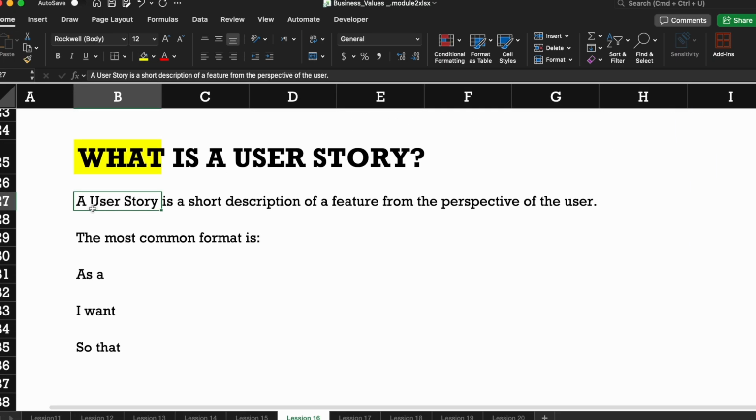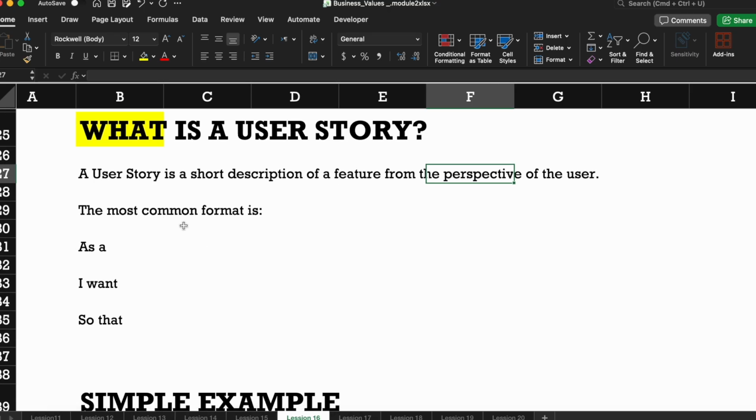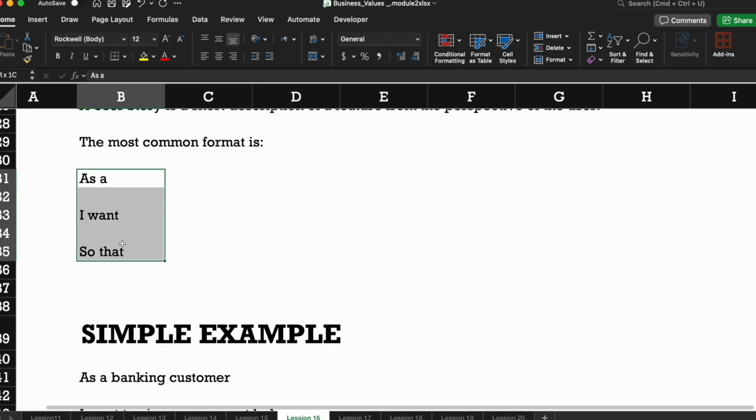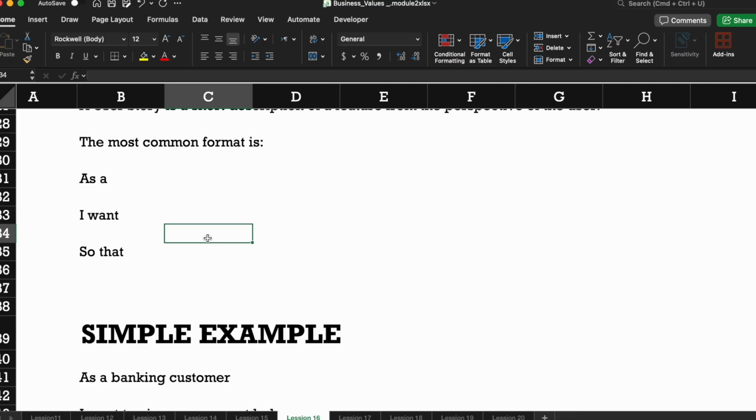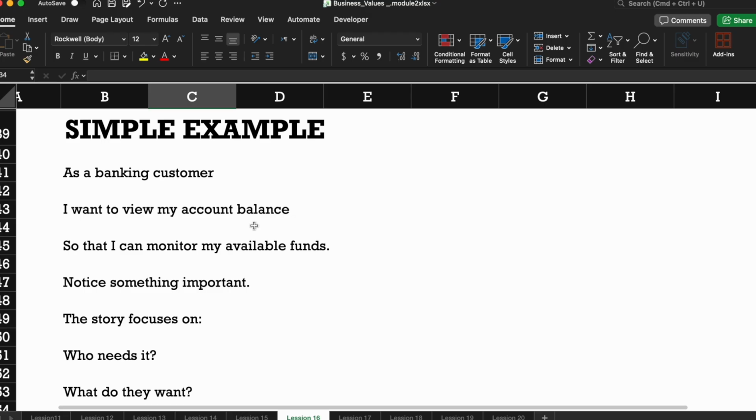A user story is a short description of a feature from the perspective of the user or client. The most common format is: as a user. Who is the user? What is the goal of that user? What's the benefit of achieving that action? So: as a user, I want, so that. The format is very simple; anyone can write this. Just understand the pattern. A simple example: as a banking customer, I want to view my account balance so that I can monitor my available funds. In a banking application there will be multiple different users, so you have to get the right banking user.